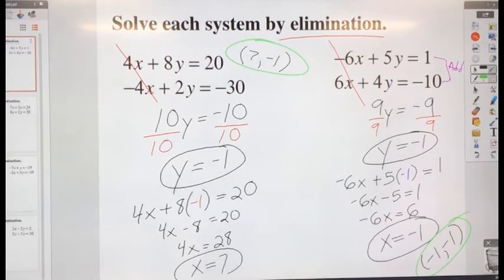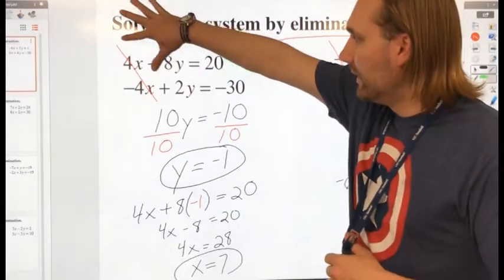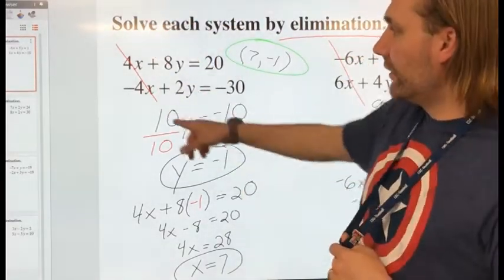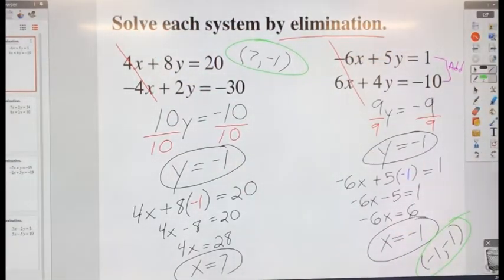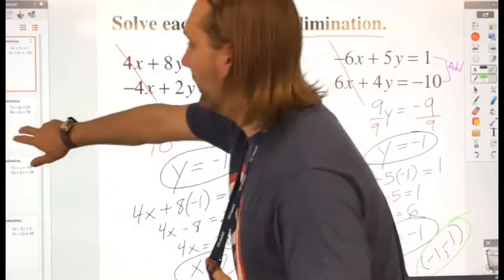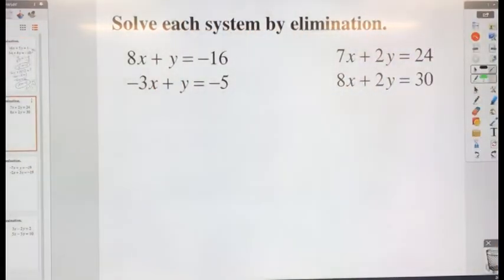Yes. Because these are easy. We're going to complicate it a little bit slowly as we go. Notice these are already set up. If I add them like they are, it automatically gets rid of one of the variables. But in this K-level class, they're not going to be set up for you just like that. You're going to have to make some adjustments.